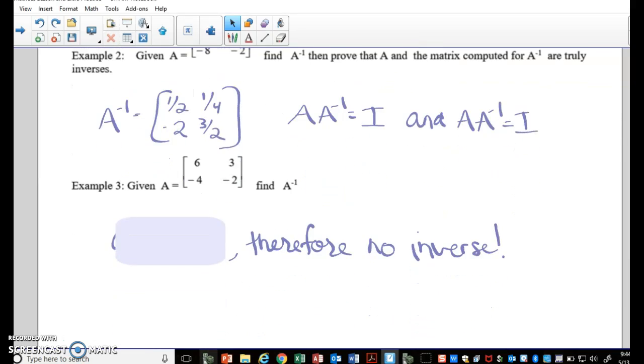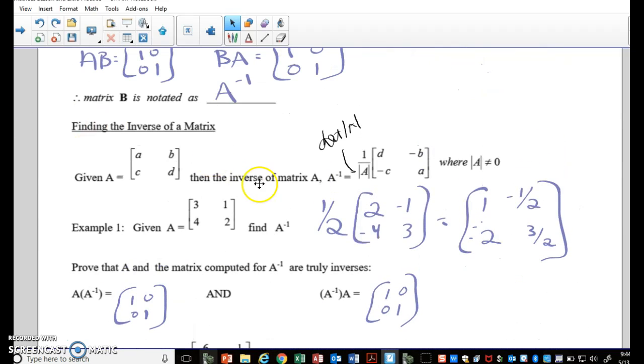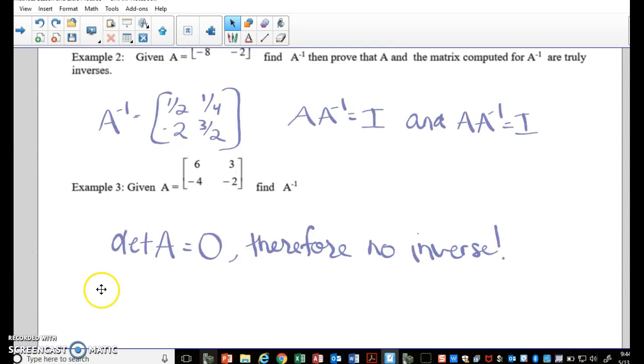And lastly, example 3. Given A is equal to this matrix, 6, 3, -4, -2, find A inverse. Well, what happens with this one is that your determinant is equal to 0. When you have a determinant of 0, if we go back up to our definition of how to find the inverse, that would mean that we're dividing by 0, which we cannot do. So therefore, example 3 has no inverse. Okay?